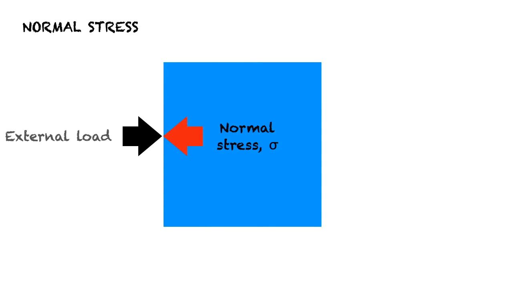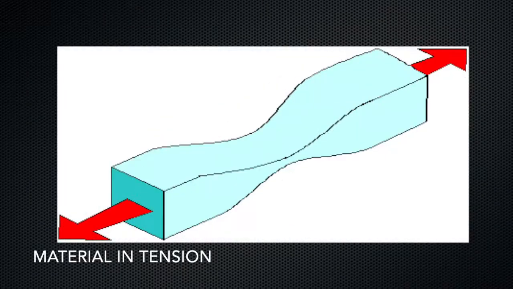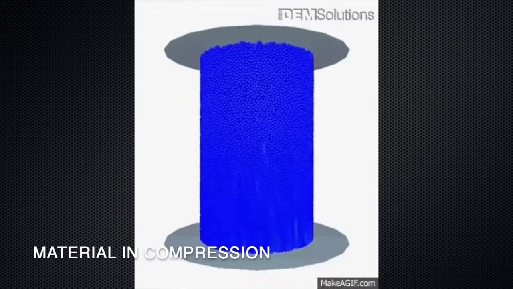Normal stress is the resistance of the material when normal load is being applied to the material. Normal load means the direction of the external load is perpendicular, or 90 degrees, to the surface of the material. An example of a normal load is when the material is in tension or in compression. Normal stress can be calculated with a very simple relationship: stress, using the symbol sigma, is equivalent to the force divided by the area.